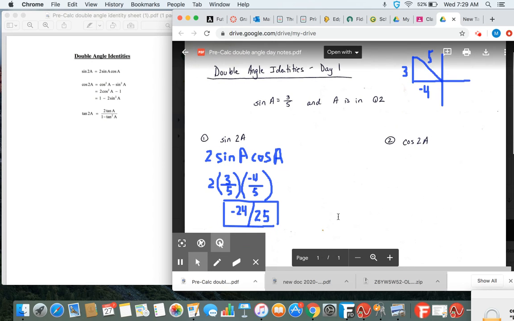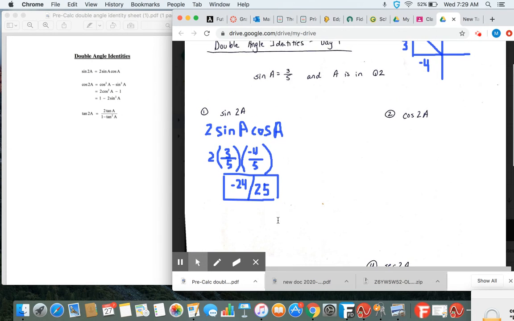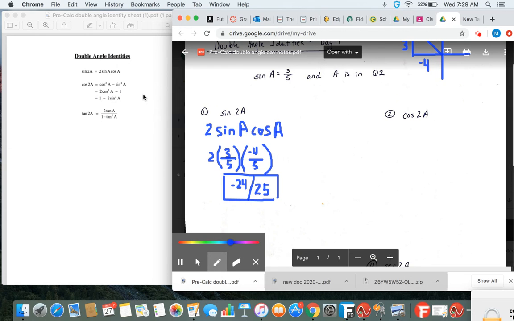All right, we're going to go over here, and we're going to do the same thing for cosine. Like I said, we're going to have 3 to choose from, but we're just going to choose this first one. So it's going to be cosine. And I think by rewriting the identity starting out here, it gets you familiar with it. So cosine squared A.